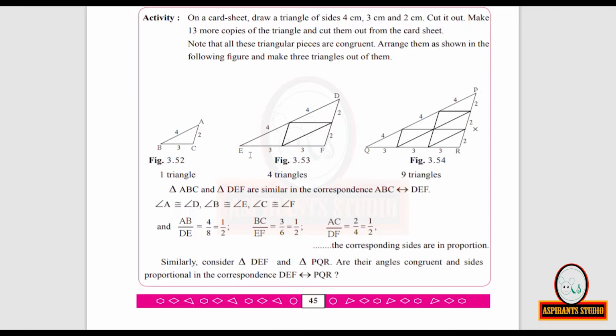Also, you can see whether the corresponding sides are in proportion. Now you can check the ratio of the corresponding sides. Now you take the side AB of the first triangle. You know vertex A corresponds to vertex D and vertex B corresponds to vertex E. We have taken such a correspondence. So you have to take AB upon DE. Now check.